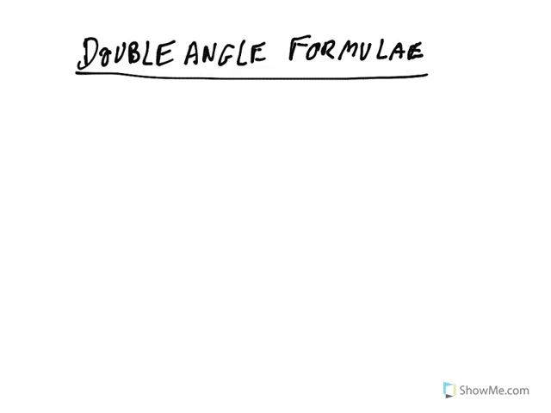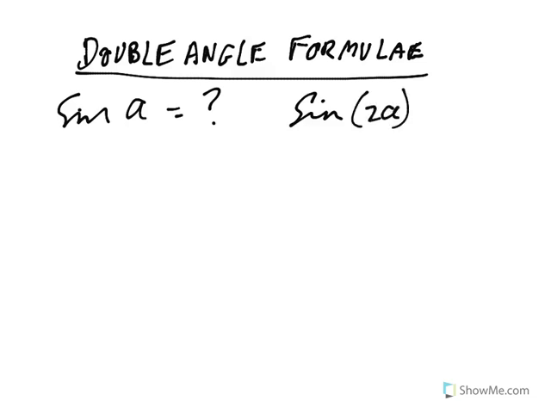Okay, this is the last bit that we're looking at. It's what's known as the double angle formula. So if you've got, say, sine of A, then what's the sine of, say, 2A, or the cos or the tan for that matter.